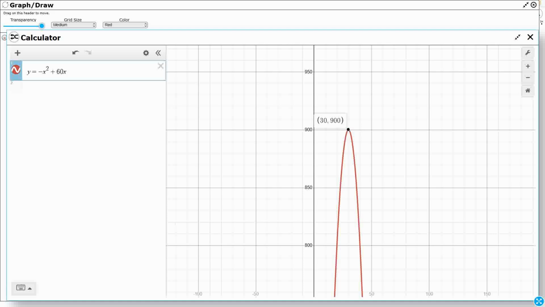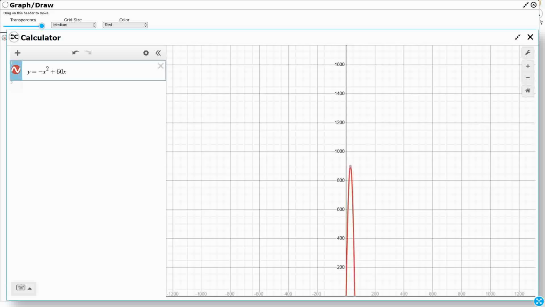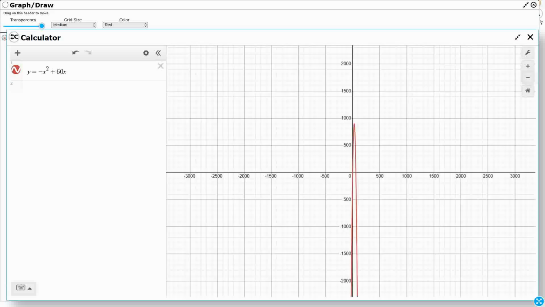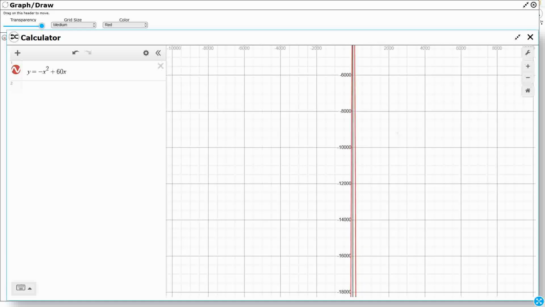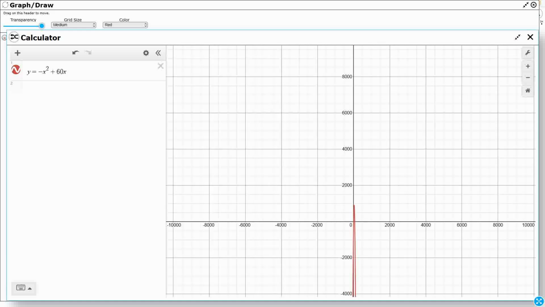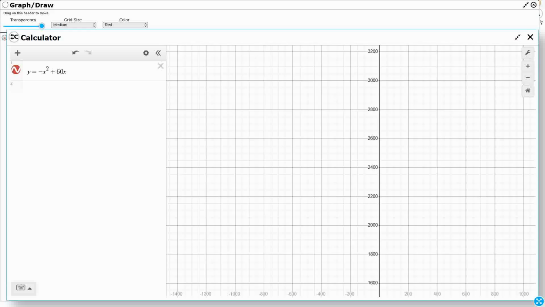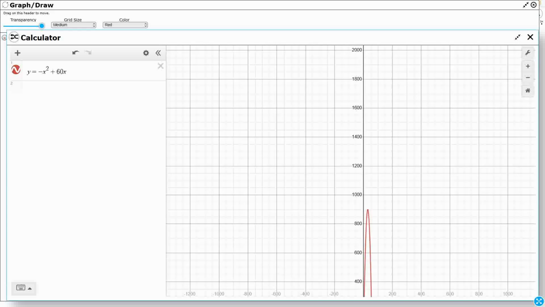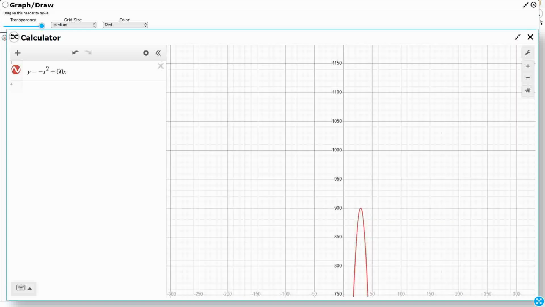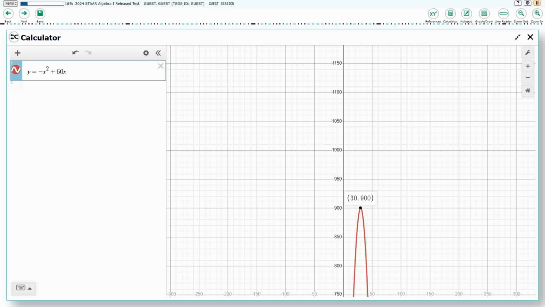The range is this set of y values, so anything below 900 is going to work. Because you see, it opens downward and it just continues, obviously, down forever. It expands forever, but we've got that maximum value of 900 right there, since we're looking for the range. So let's get that 900. All right, well, then that's going to be it then.